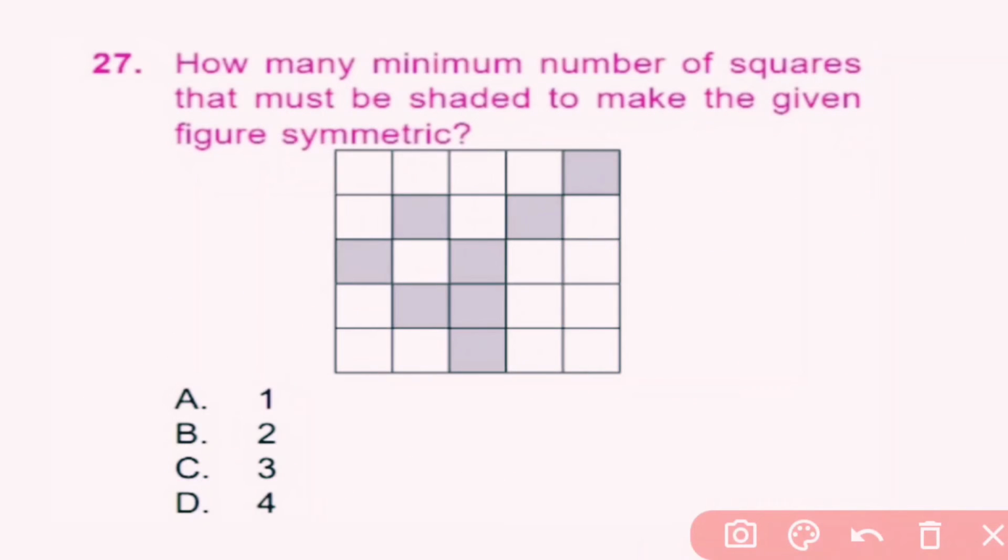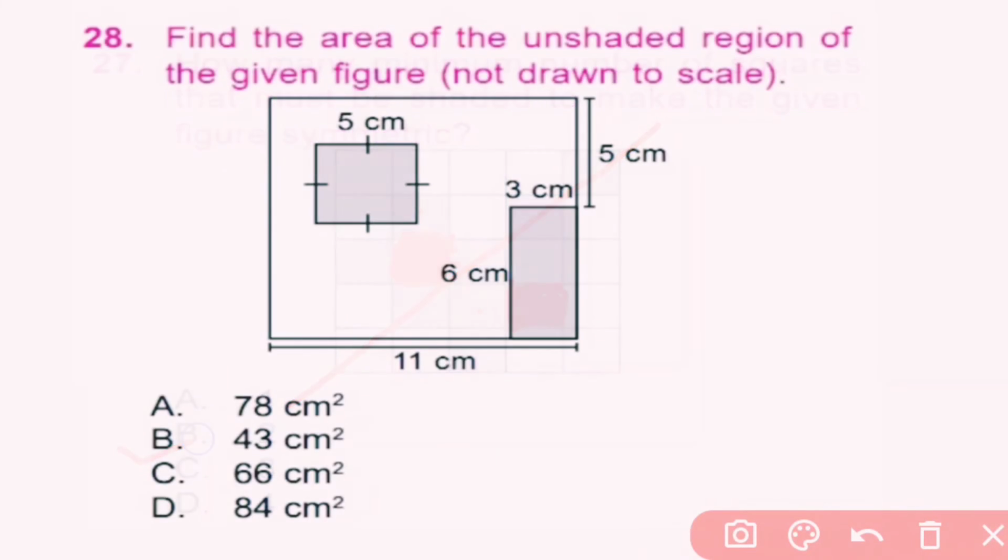Question number 27. What is the minimum number of squares that must be shaded to make the given figure symmetric? Symmetric means both sides are the same. So if we take this line as the symmetric line, then this square should be shaded, and this square should be shaded. So a minimum of 2 squares must be shaded to make the figure symmetric. B is the correct answer.